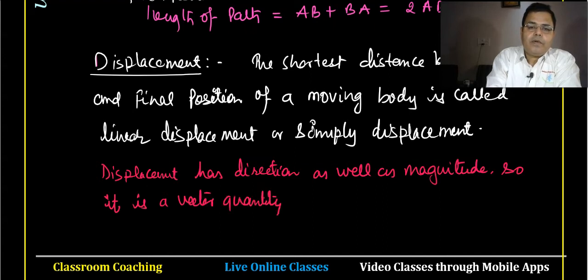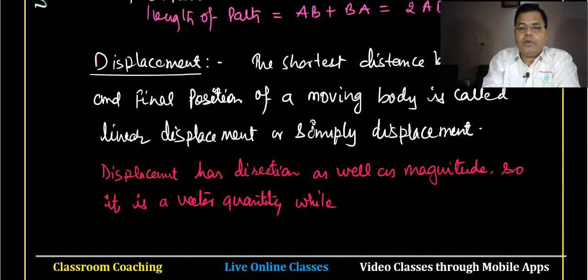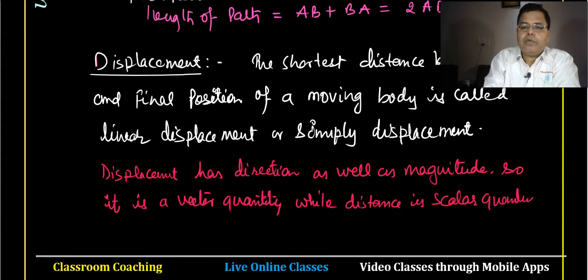While length of path, while distance is a scalar quantity, because it has magnitude only, no direction. The quantity which can be described by magnitude as well as direction, that is called a vector, and the quantity which can be described by magnitude only, that is called a scalar.